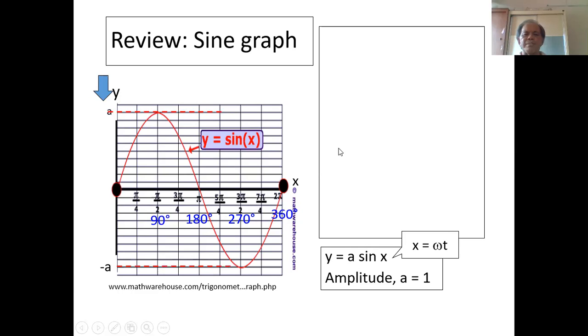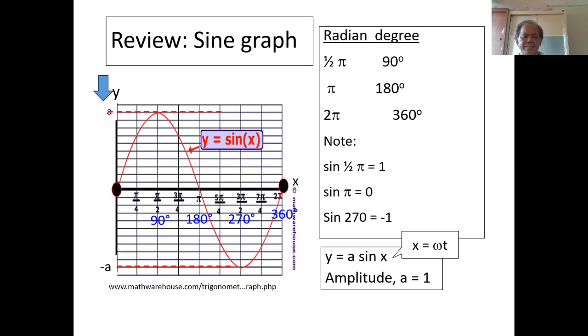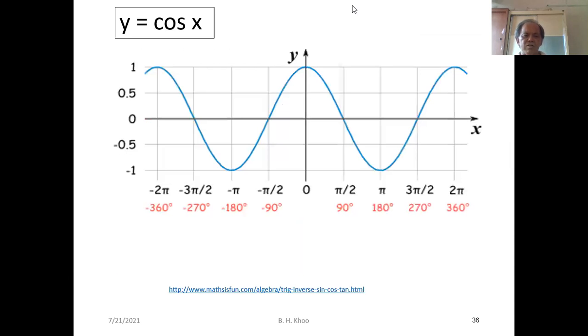So we must know the properties. Right? Radian, half pi is 90 degrees, pi is 180, 2 pi is 360, and note sine 90 is 1, 180 is 0, sine 270 is minus 1. Right? There's your cos graph. Amplitude there is 1, so that's why you got 1 here.